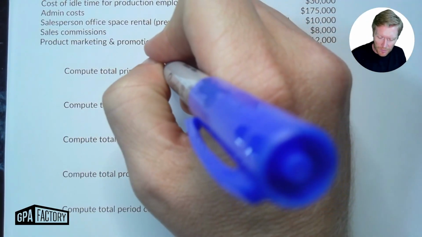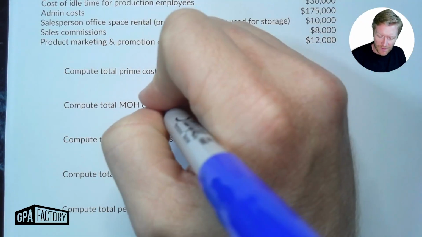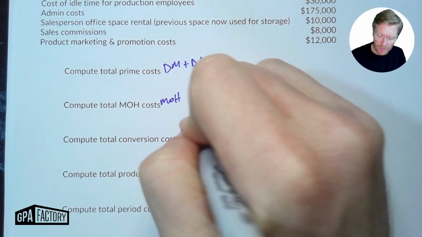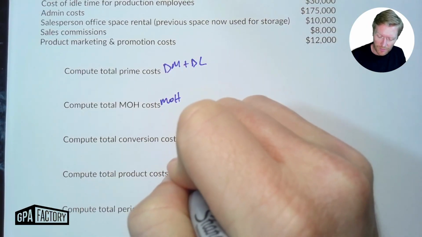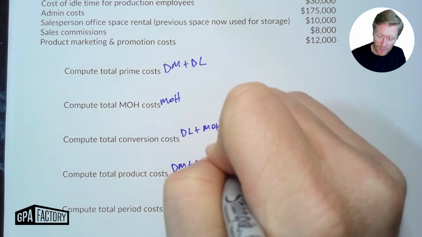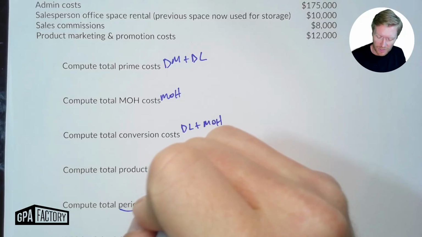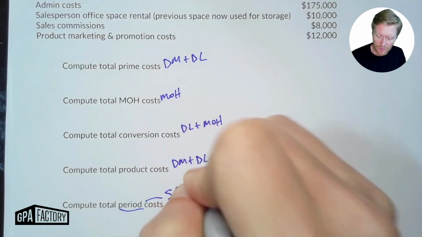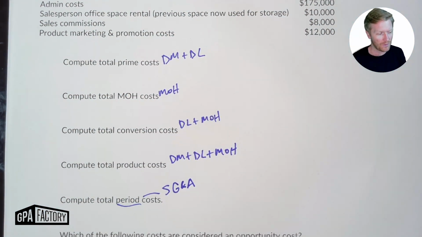I don't even know what a prime cost is. Well, prime costs, direct materials plus direct labor. Total manufacturing overhead, that's just manufacturing overhead costs. Total conversion costs, that's direct labor plus manufacturing overhead. Total product costs, direct materials plus direct labor plus manufacturing overhead. And then total period costs, it's just period costs or SG&A, so selling, general, and administrative, or just selling and administrative. All of those are used interchangeably. So that's really what we're doing in this one.